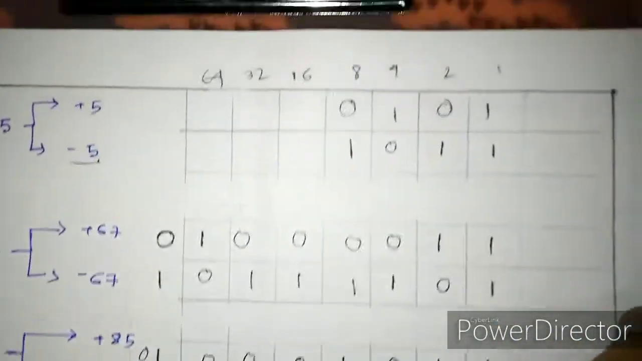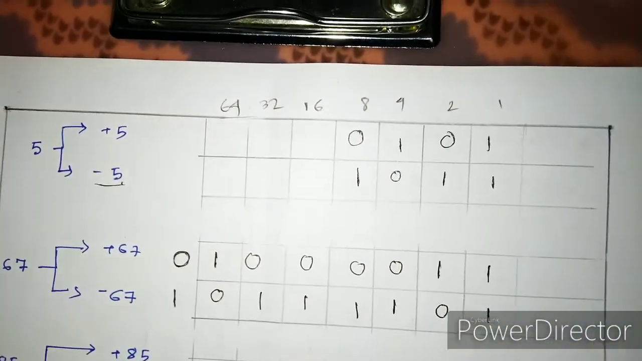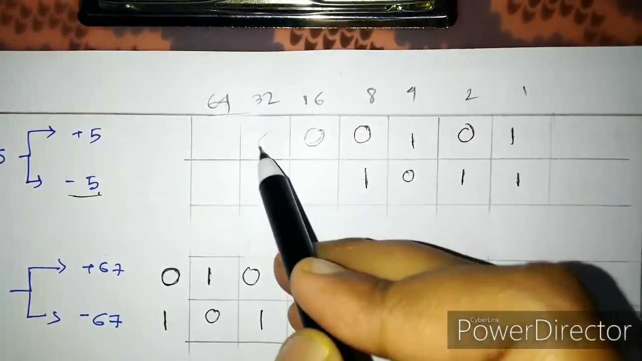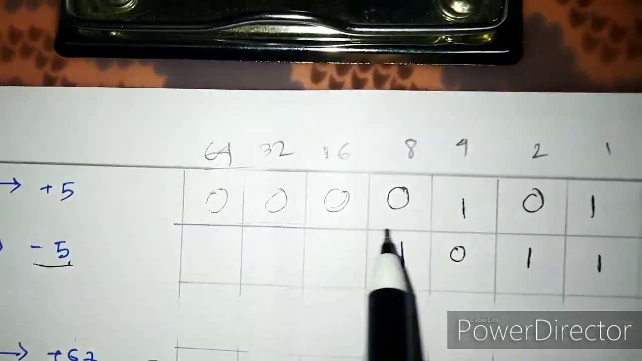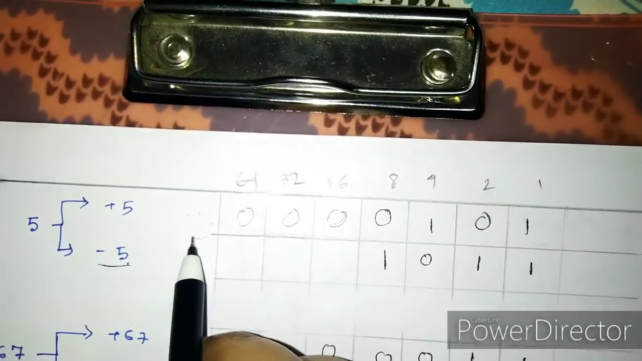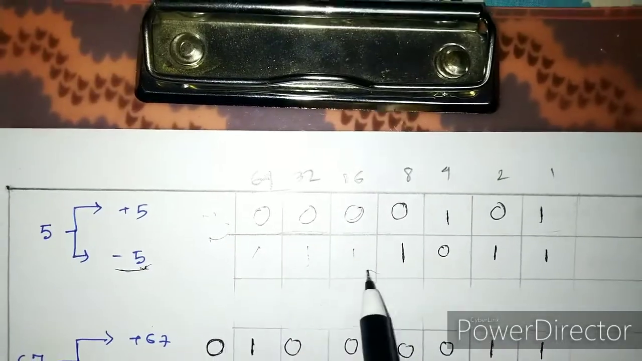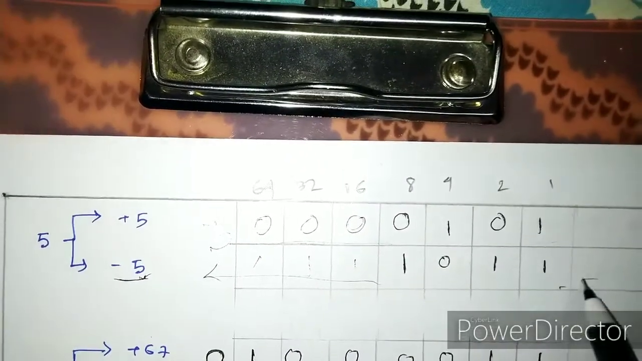Okay, now just for your quick review, let me say this. It doesn't matter if we put infinite numbers of zeros in front of this, it will still be +5. And for the 2's complement of this number, there will be so many ones, and it will still be -5.